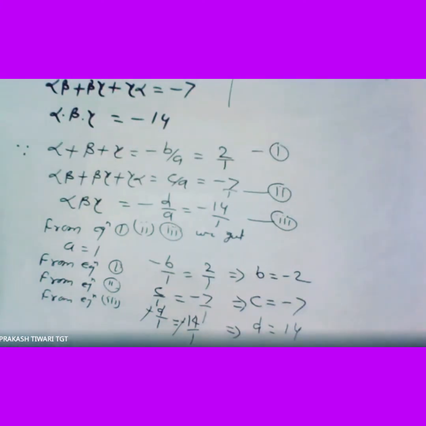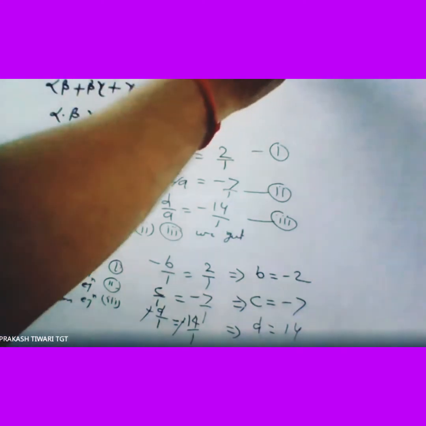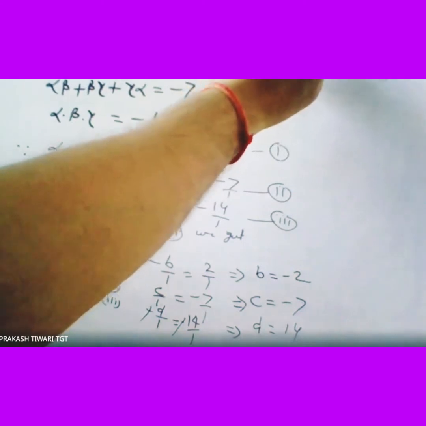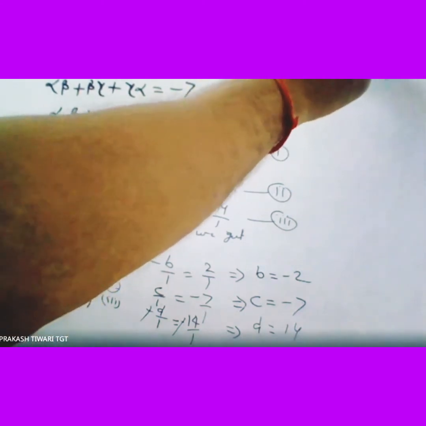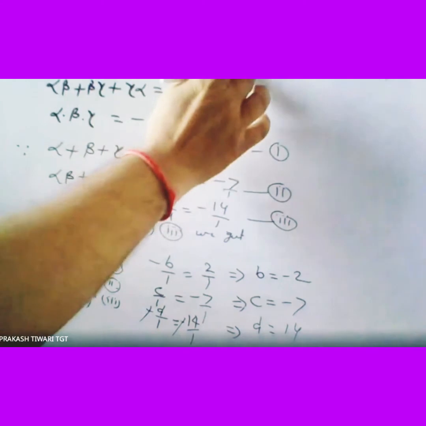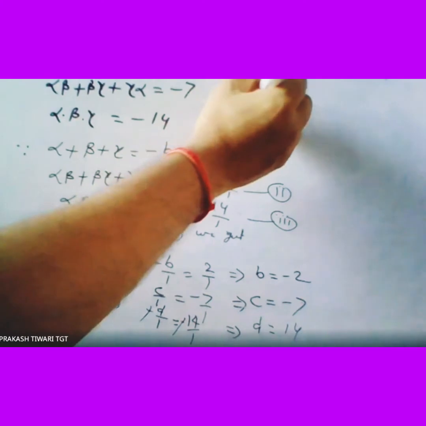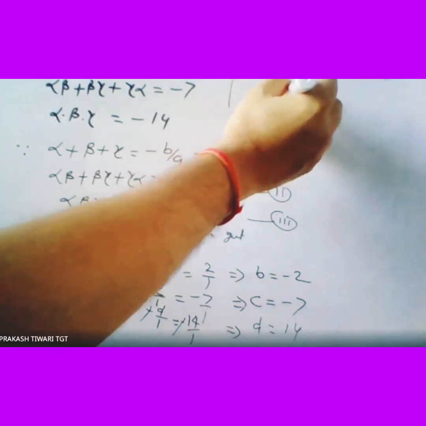So you will get the finally cubic polynomial is therefore required cubic polynomial. It is dear ax cube plus bx square plus cx plus d. This is the general form of cubic polynomial. Now put the value. A is 1. So 1 into x cube and plus b.